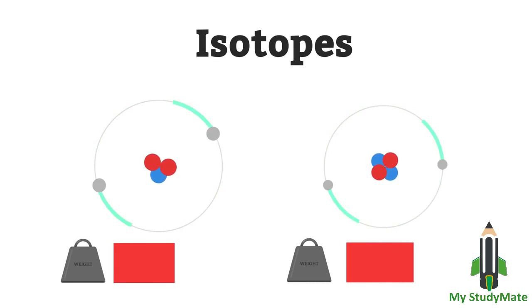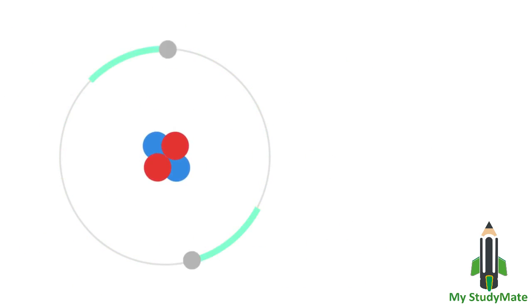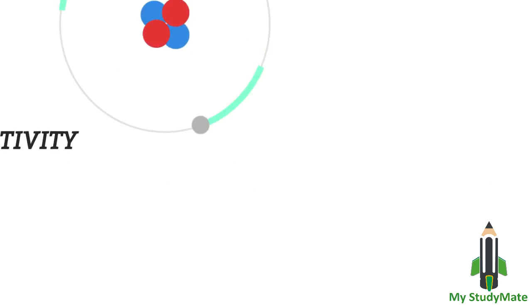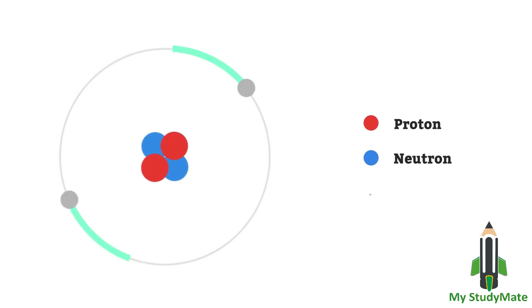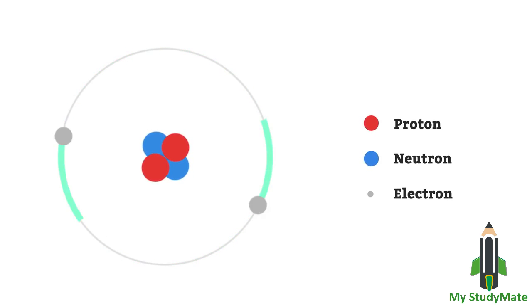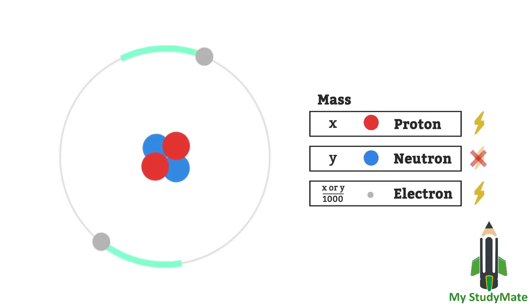If there are too many neutrons in a nucleus, it might be so massive that it becomes unstable and liable to split into smaller atoms. This is known as radioactivity. By now, you should be comfortable with the idea that atoms are made up of protons, neutrons and electrons. You should remember that electrons weigh essentially nothing and that protons and electrons are charged but neutrons are not.